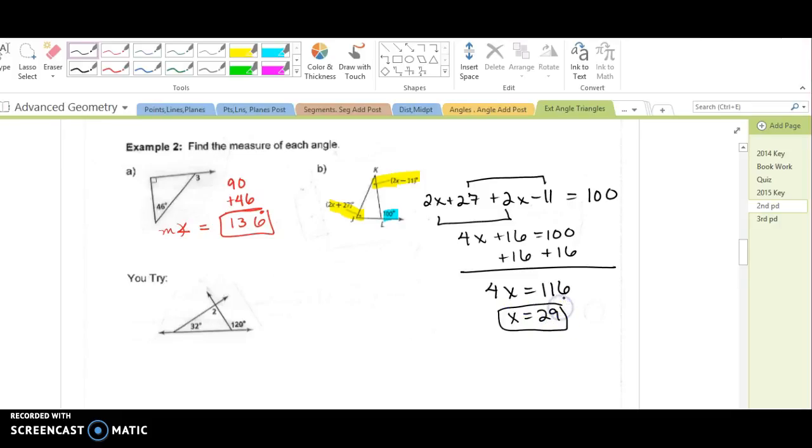Alright, so at this point what you can do is you can pause the video and come back after you've done the U-try.